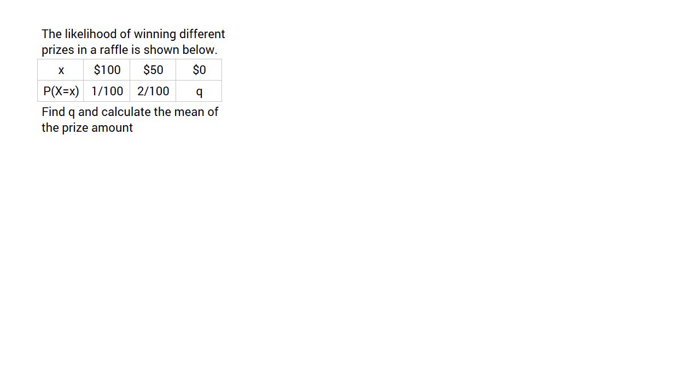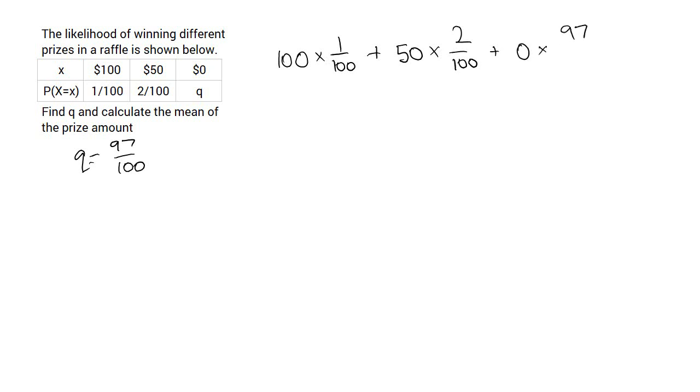Now we remember that probabilities always need to add up to 1, so that means Q is going to have to be equal to 97 over 100. So to find the mean, we come along and we go 100 times 1 over 100, because that's the probability of getting the $100 prize. The probability of getting the $50 prize is 2 over 100, so we times them together. And the probability of getting the $0 prize is 97 over 100, so we times them together.